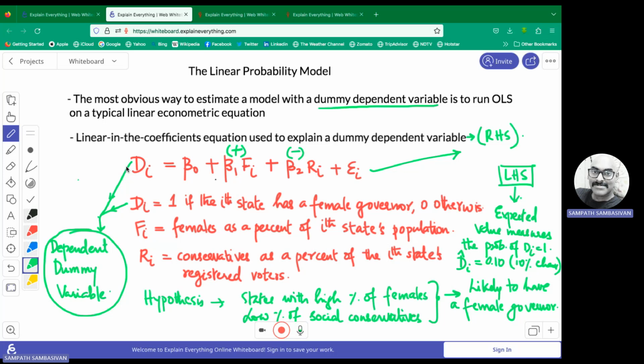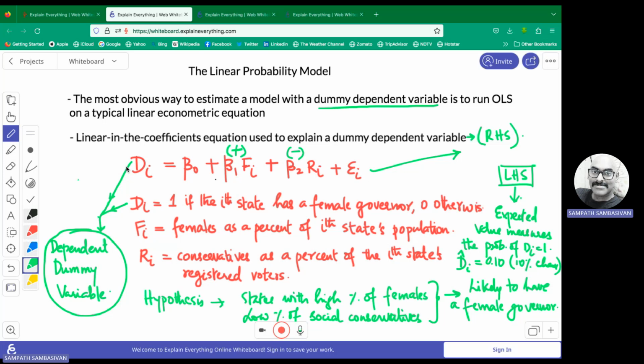We have seen in the earlier classes also that dummy variables usually take binary values, and commonly it is 0 and 1 that is assigned. So in our case, the dummy variable is whether the state has a female governor or not. In order to capture that, we say that if Di is equal to 1, then the state has a female governor, and if it is 0, it means otherwise. That's the major way in which we define this dummy variable Di.